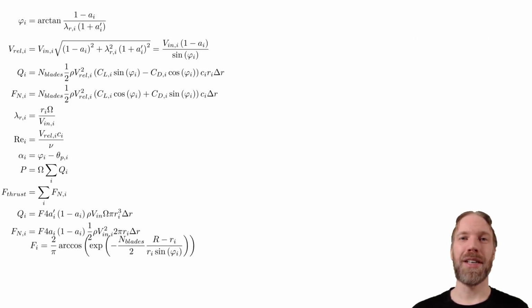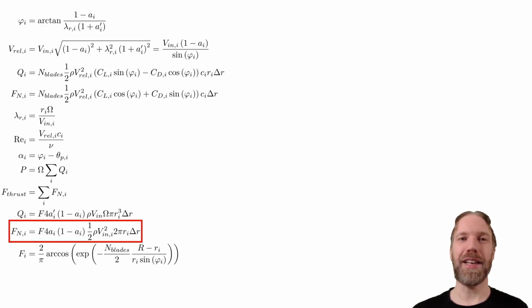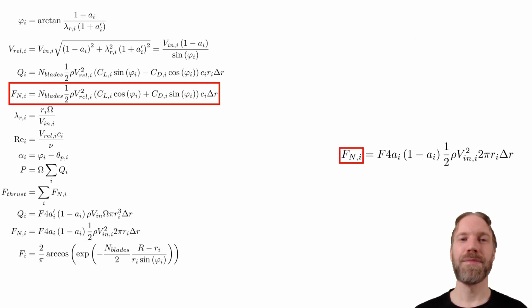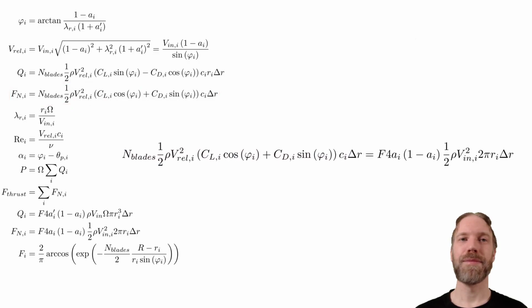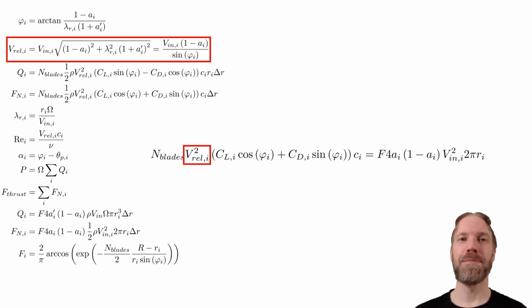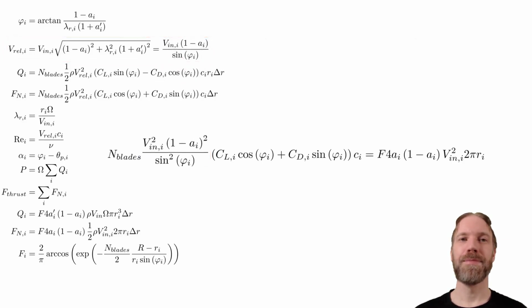To complete the model, we need an expression for the actual induction factor a. We will derive this by setting the two expressions for the thrust force equal. Start by cancelling the density and delta R. Use the expression for the relative wind speed. Cancel V in.